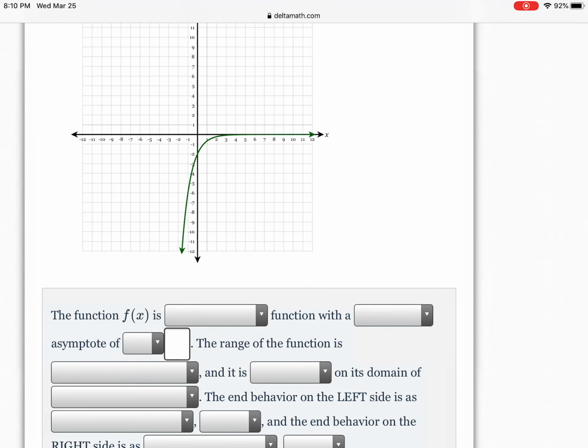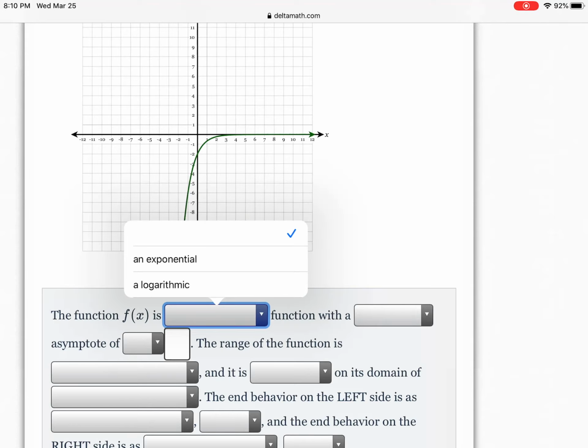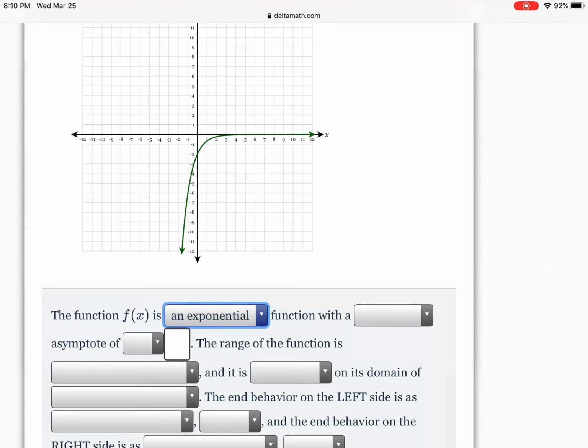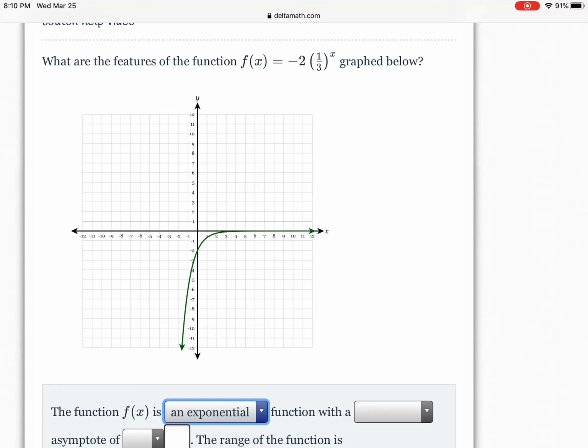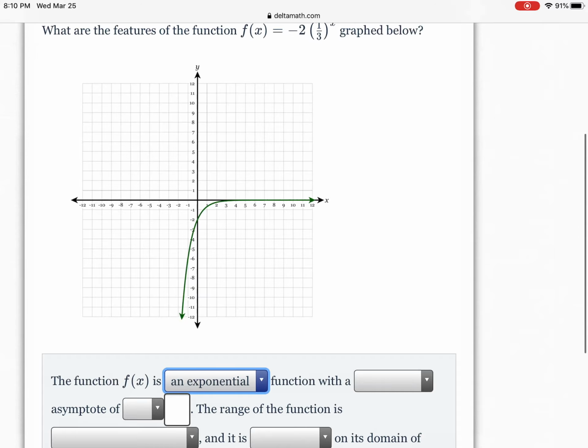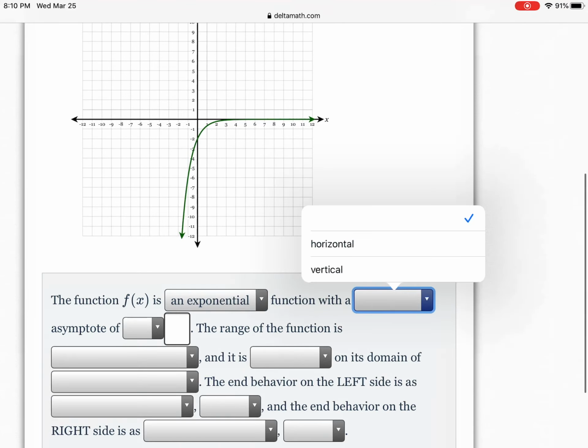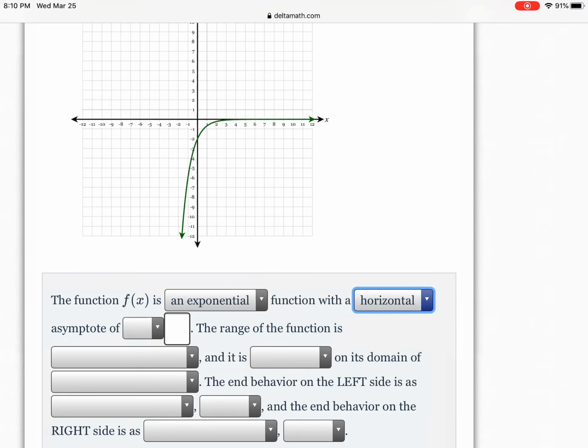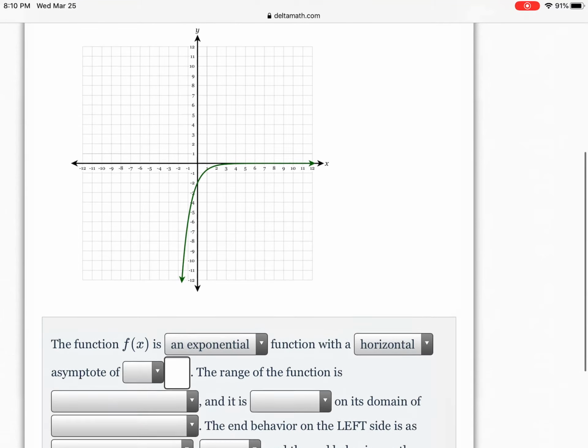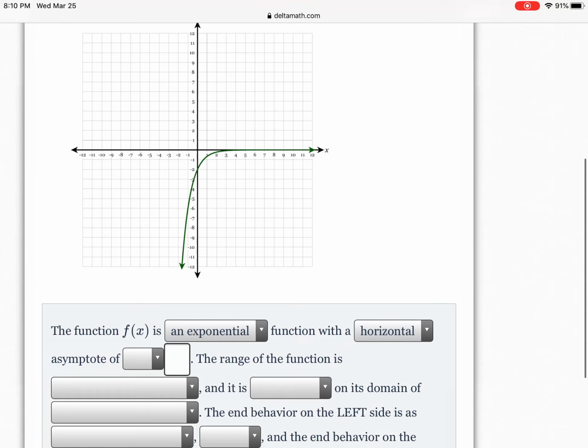So this function, is it logarithmic or exponential? It is exponential. You can tell by the shape of the graph. You can tell by the fact that it has an x in the exponent. You can tell by the fact that there is no log there. This is an exponential function with a horizontal asymptote. So this will never go over that 0 because as I divide and I divide and I divide and I divide, I will never be able to divide all the way down to a 0.